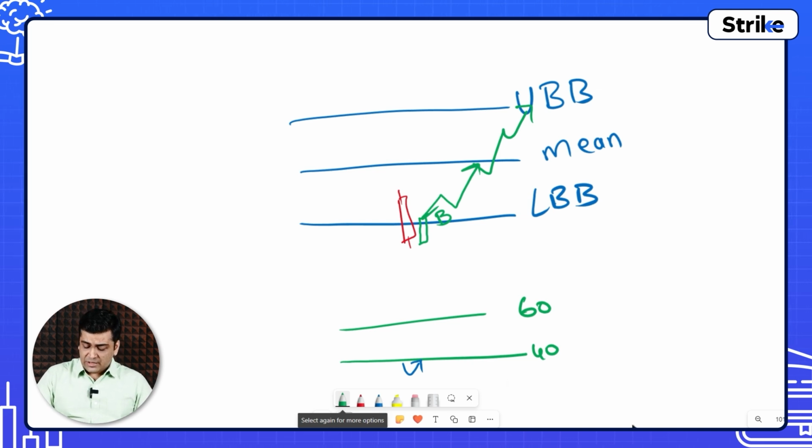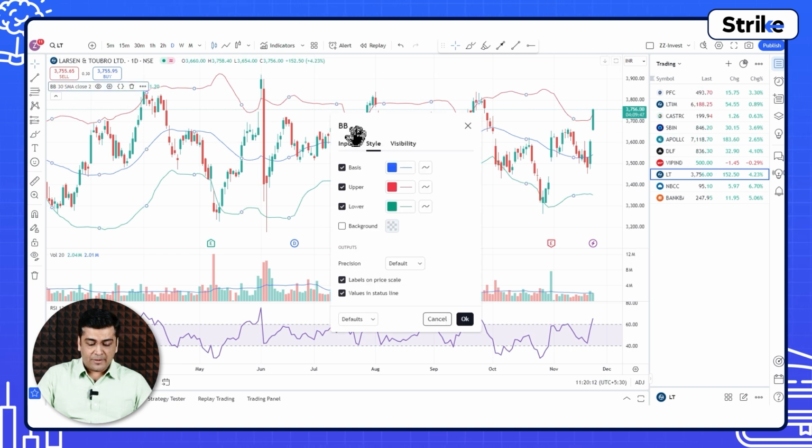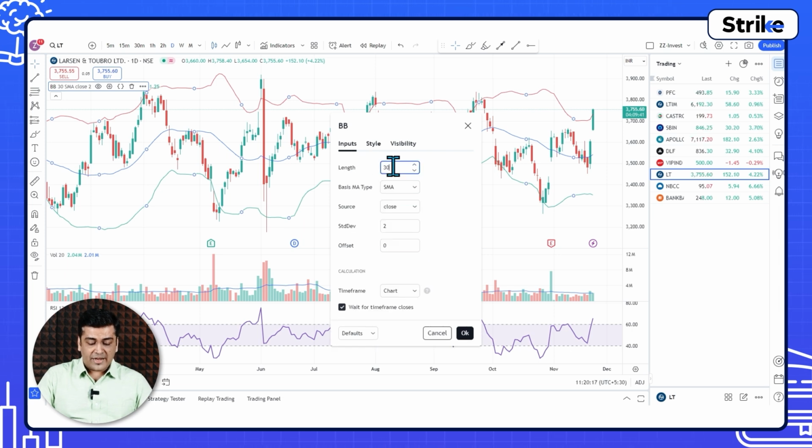Let me take you to the charts. On the chart, you can have Bollinger Band, and let me tell you the settings for the Bollinger Band. The style you can use as per your convenience. The inputs are, by default, the Bollinger Band length will be 20. What we will do is we will change it to 30 length. Rest everything remains the same.